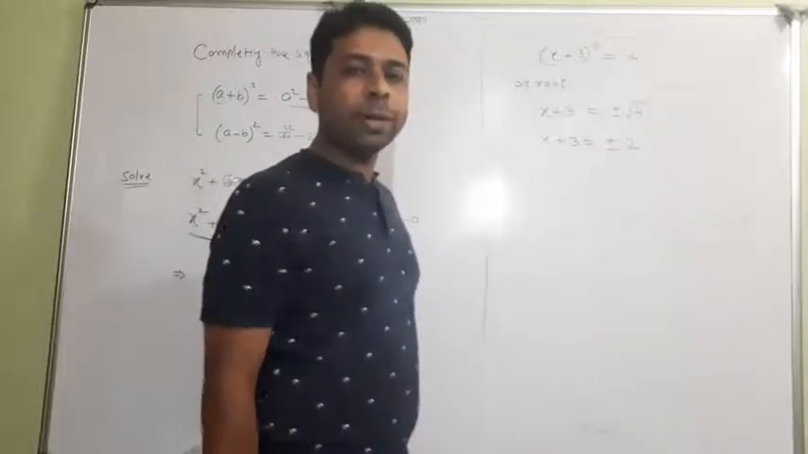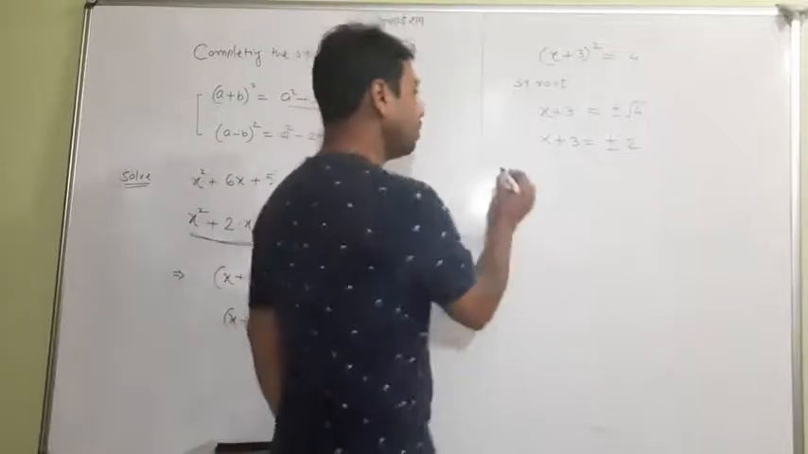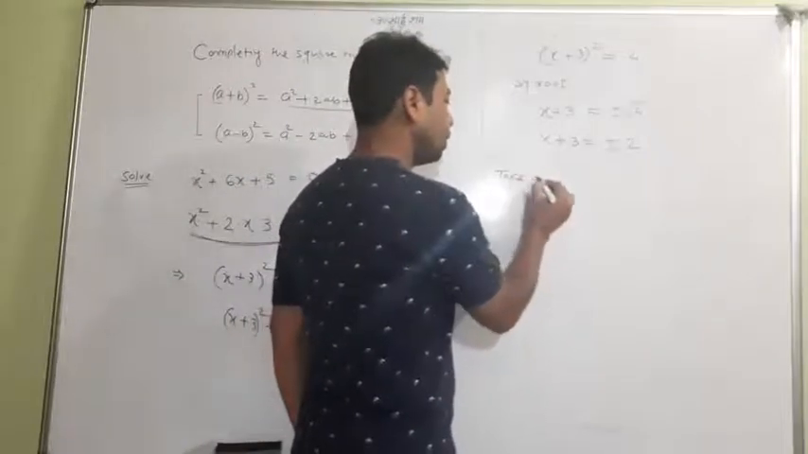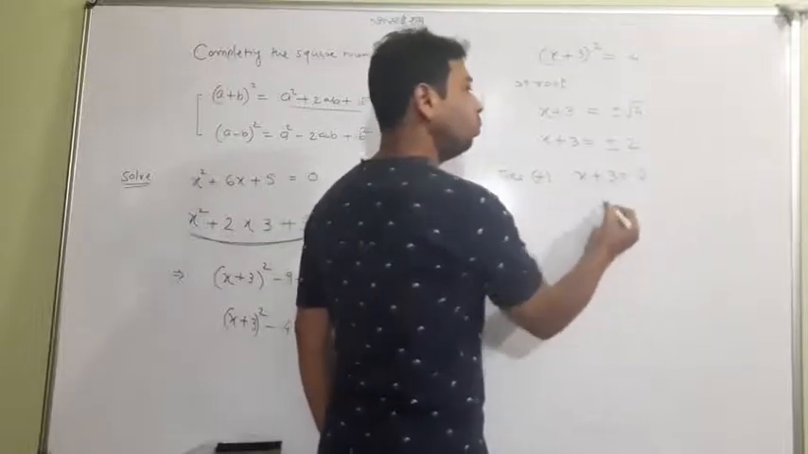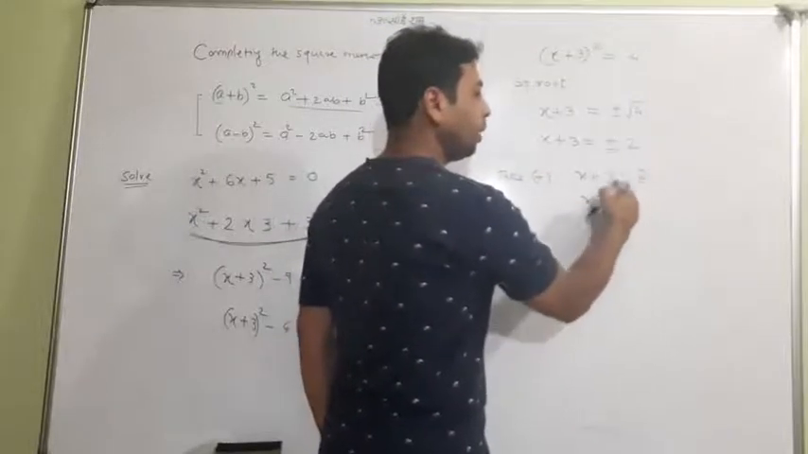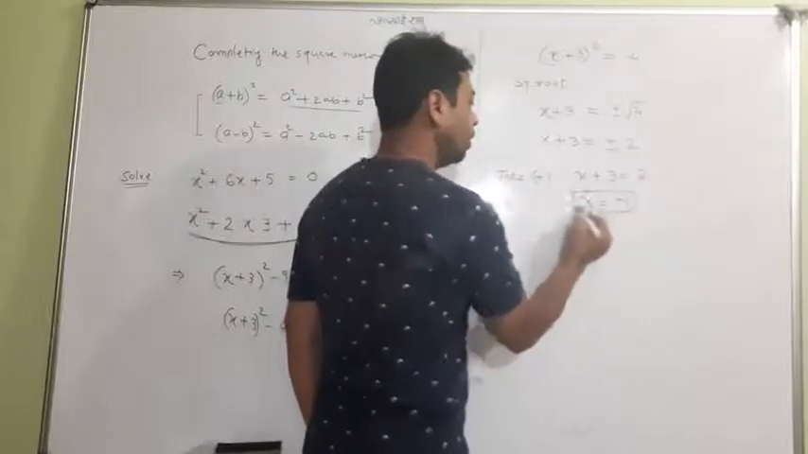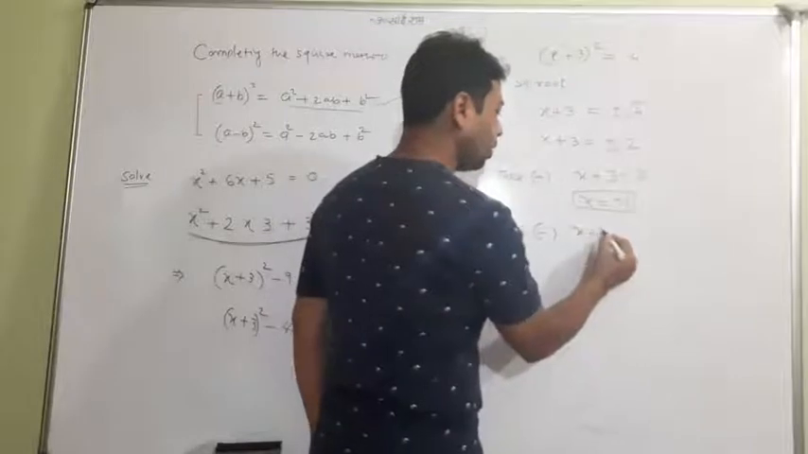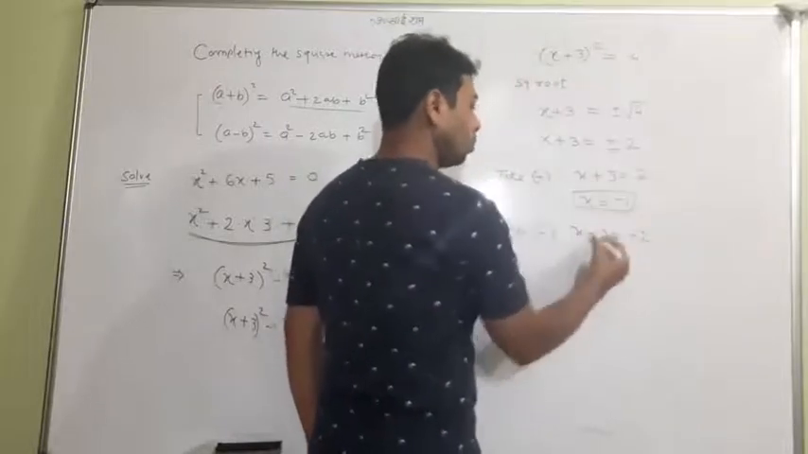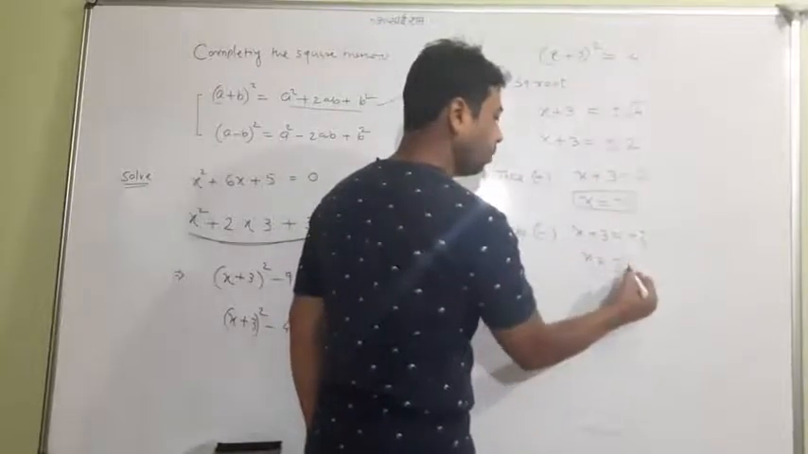Now how can we find the answer? It's very easy. Take a plus sign first. So x plus 3 is equal to 2, and x is equal to 2 minus 3, which is equal to minus 1. And take the minus sign. It is x plus 3 is equal to minus 2. So x is equal to minus 2 minus 3, which is minus 5.